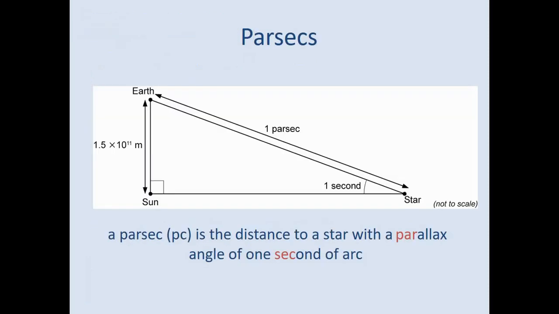So this is our definition of a parsec that you will be required to trot out during an exam, pretty much word for word. A parsec is the distance to a star with a parallax angle of 1 second of arc.